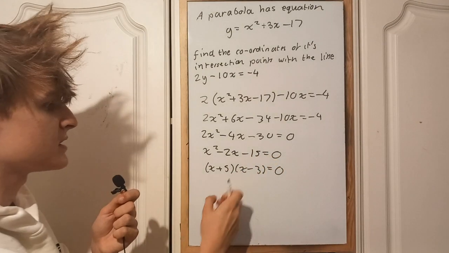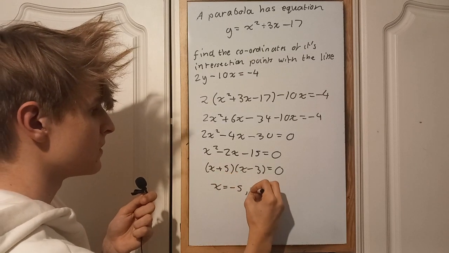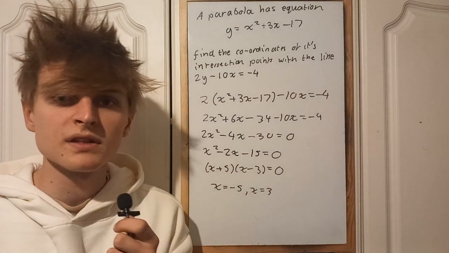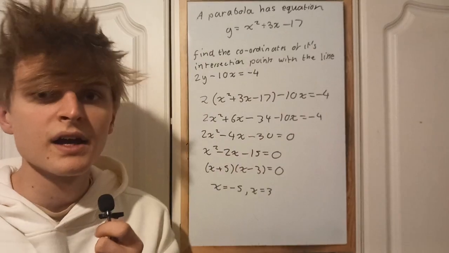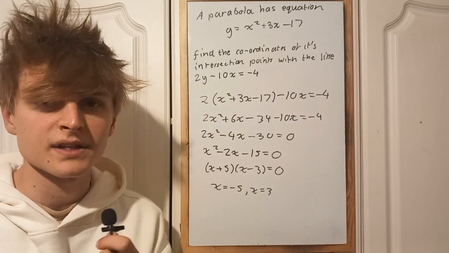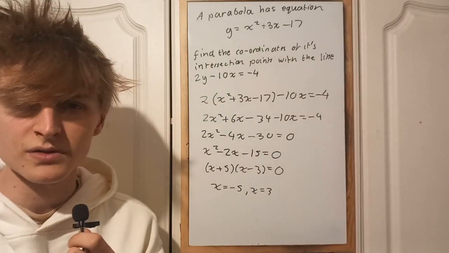And then we know from this that the solutions must be x equals negative 5 or x equals 3. So that means that the x-coordinates of the points of intersection with the line are x equals -5 and x equals 3. Okay, that's fantastic. I'll meet you on the next bit of the whiteboard to finish off the question.